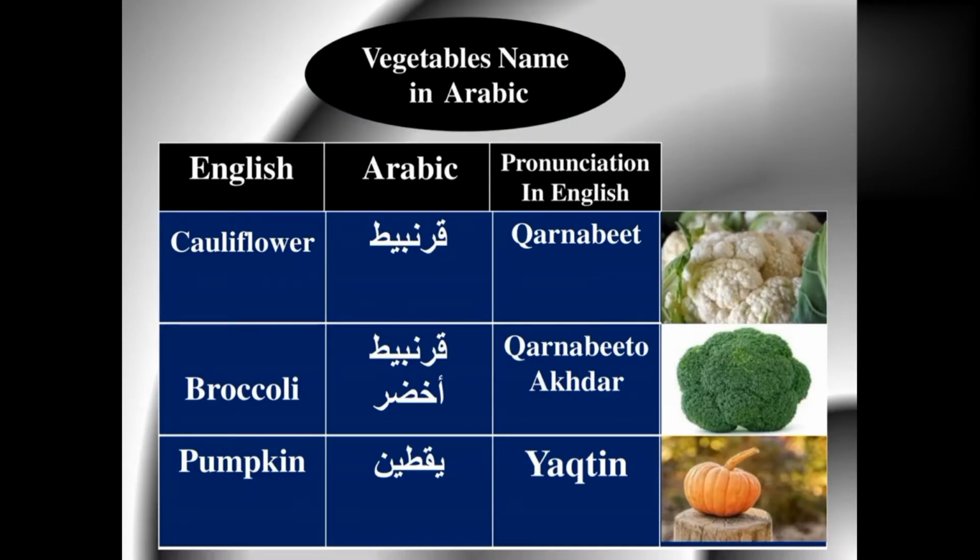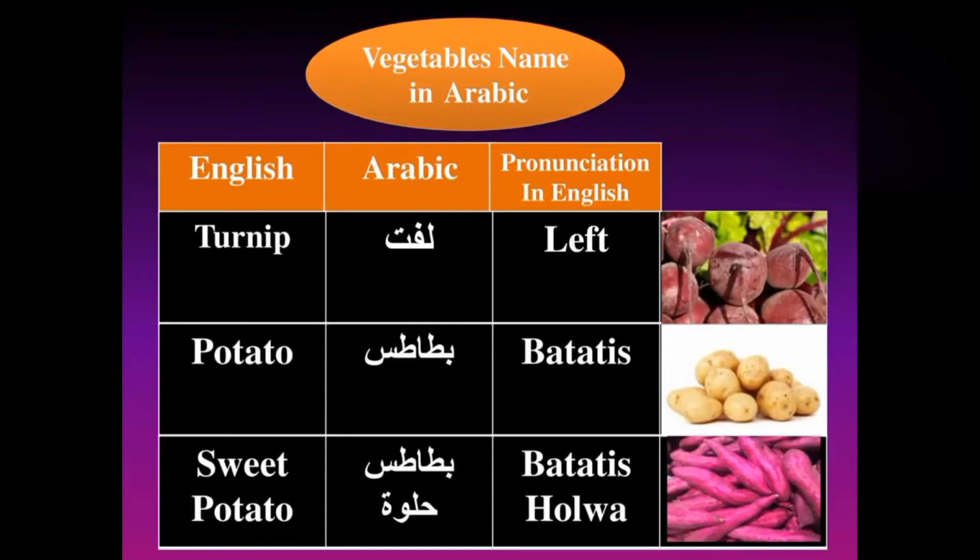Now see cauliflower. For cauliflower we use in Arabic karambit. Karambit means cauliflower. Now see broccoli. For broccoli we use in Arabic karambit akhdar. Karambit akhdar means broccoli. Now see pumpkin. For pumpkin we use in Arabic yaqtin. Yaqtin means pumpkin. Now see turnip.